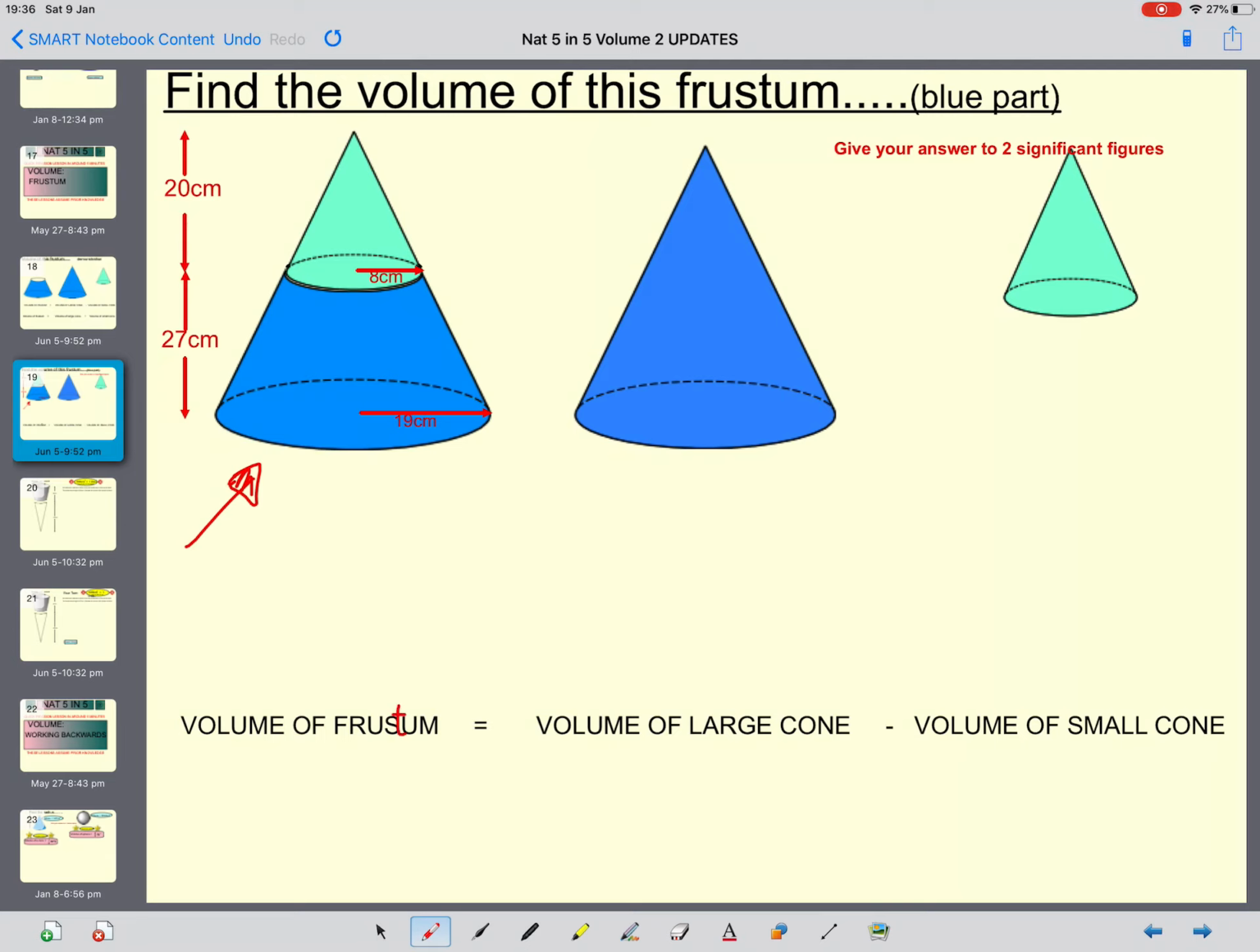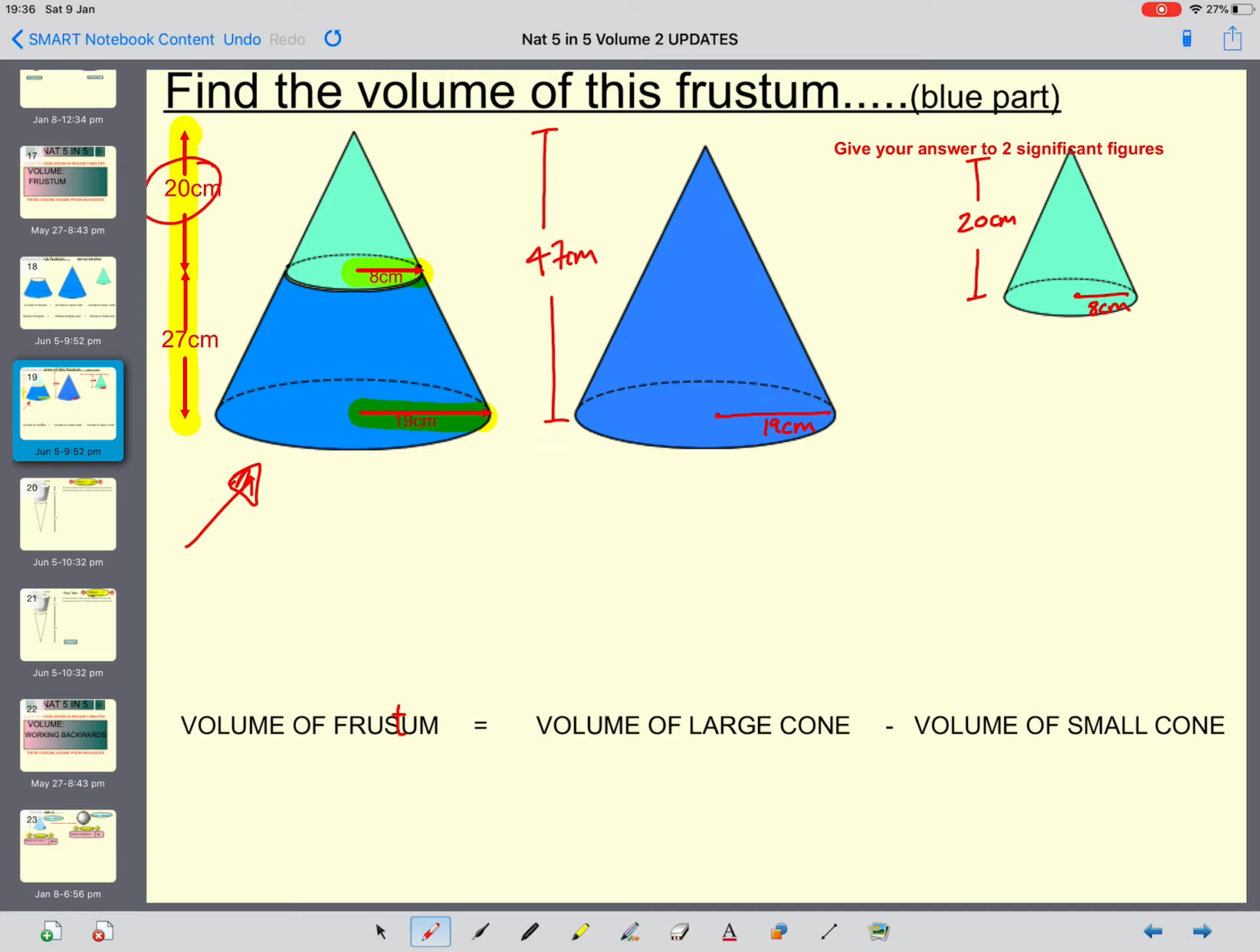So let's look at the volume of the larger cone first. You can see here there's dimensions of 27 and 20, so the height of the larger cone is going to be 47 centimetres. You're told the radius at the bottom here is 19. So again, we draw another diagram with all my information in it. Okay, so that's my information for my larger cone. For my smaller cone, the height is going to be 20, and the radius of the smaller cone is 8 centimetres at the bottom.